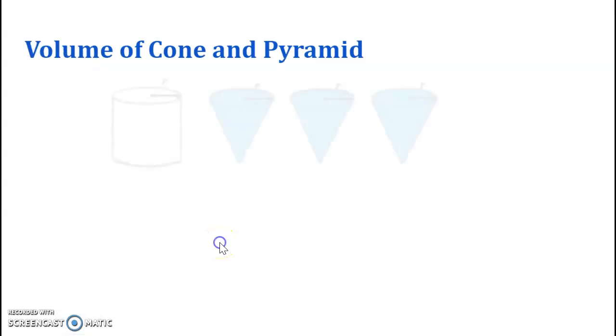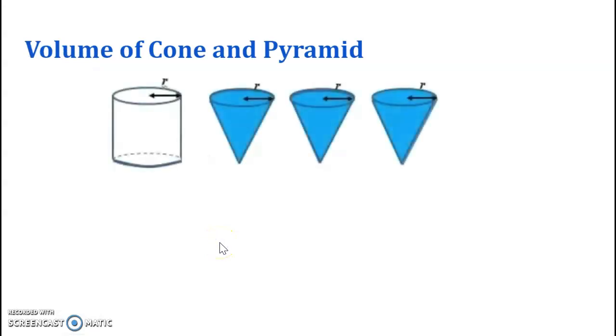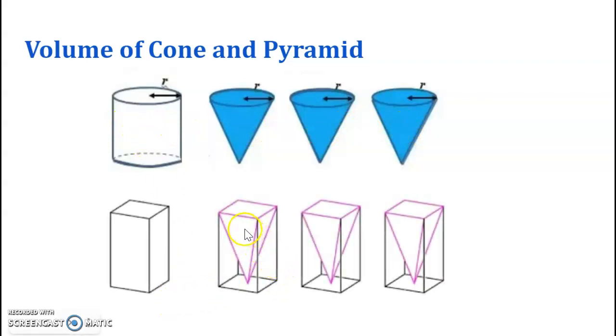And hopefully you saw from the demo that the volume of cone and pyramid, it takes 3 cones, the volume of 3 cones, so three lots of the same amount of liquid filling the cone to fill the whole cylinder. And likewise, 3 pyramids with the same base area to fill the rectangular prism of the same base area and height.